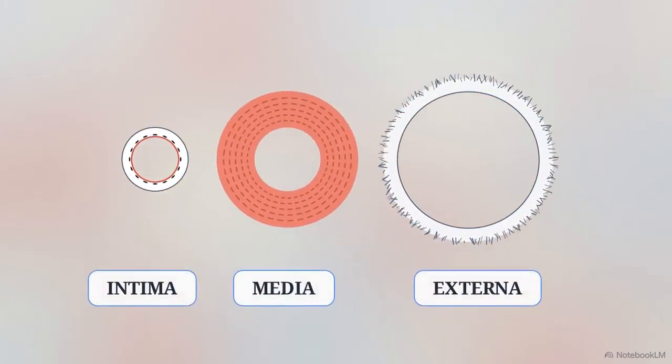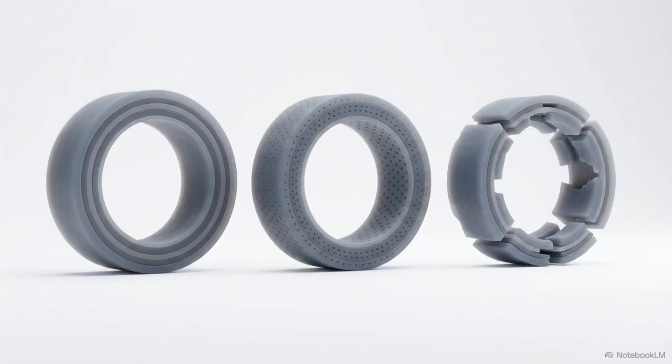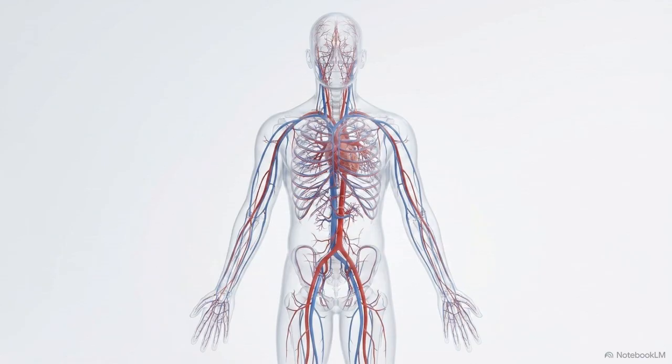Before your next exam, test your recall. Mentally map the three tunics to their physiological functions and articulate the structural differences between capillary types. Once you can connect the architecture to the hemodynamics, you have mastered the system.